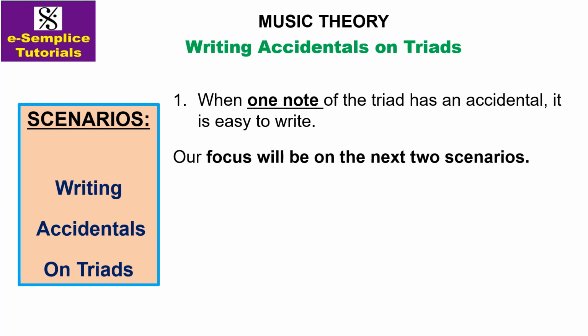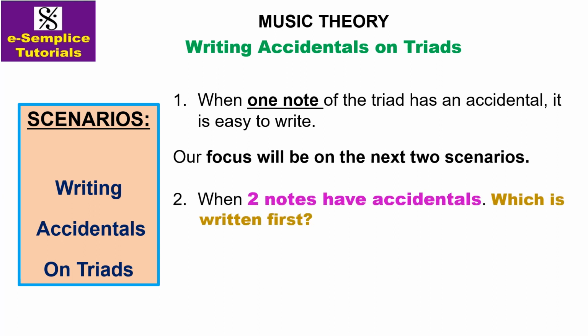There are three scenarios to writing accidentals on triads. The first one is when only one note of the triad has an accidental. It is quite easy to write, so we are not actually focusing on this. Our focus will be on the next two scenarios.